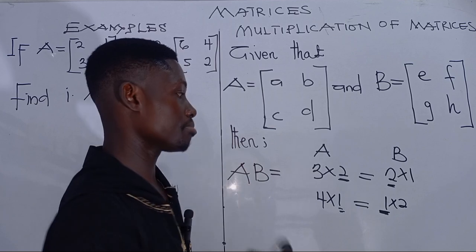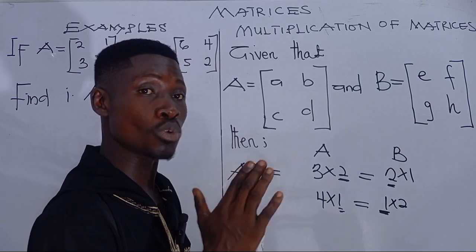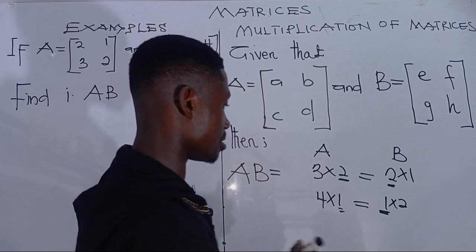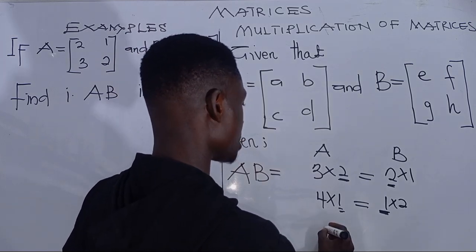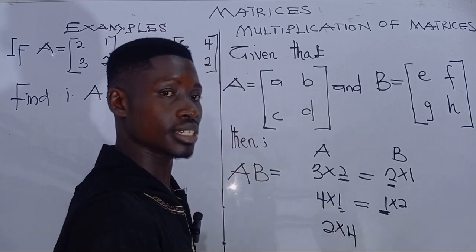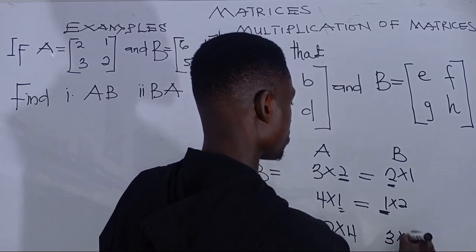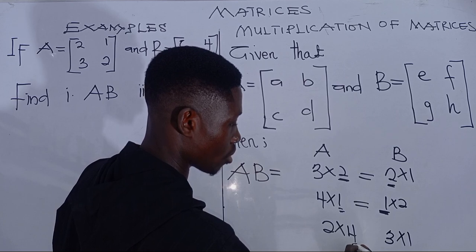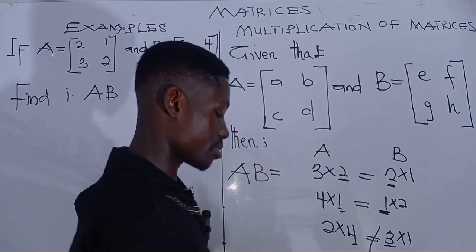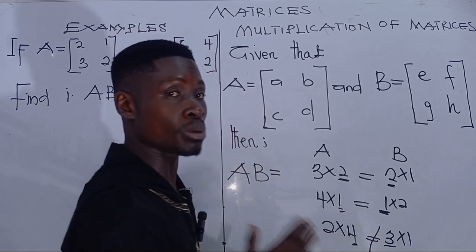But if the number of columns in the first matrix is not equal to the number of rows in the second matrix, then these two matrices cannot be multiplied together. This is what I mean. If you have a first matrix which is a 2 by 4 matrix, and a second matrix which is a 3 by 1 matrix, since the number of columns in the first matrix is not equal to the number of rows in the second matrix, then these two matrices cannot be multiplied together.